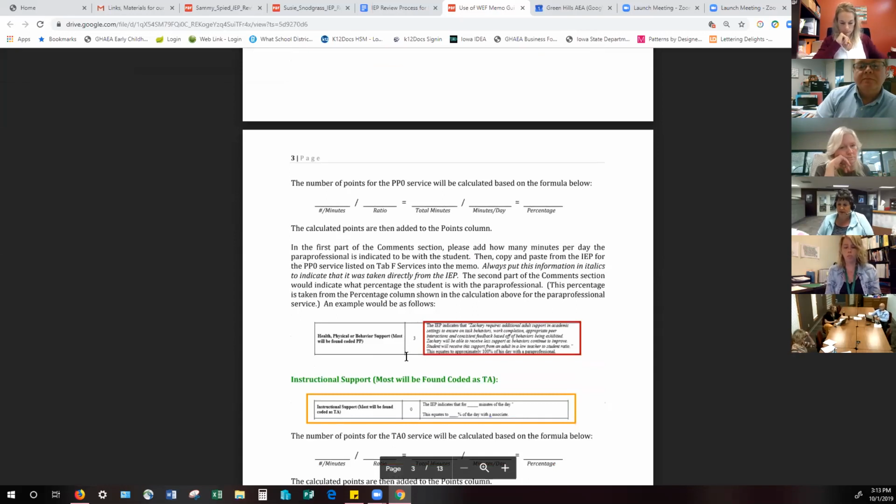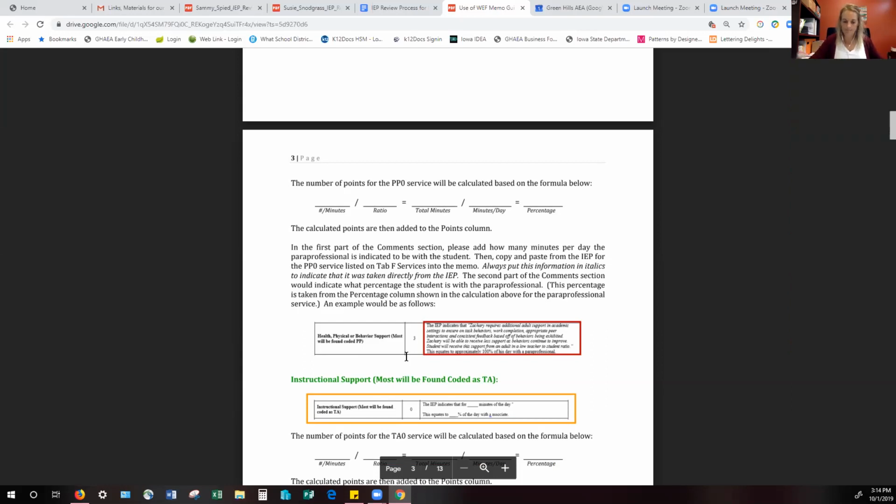One thing I want to point out is what we do. The box is already filled with "the IEP indicates that," and then in parentheses, what we're asking is anything that's copied from an IEP. So on PPO, TAO, transportation, sometimes assistive tech, support for school personnel, we're going to pull directly what's on the IEP into the shell. To do that, make sure you're italicizing it and put quotes around it. That will assist Ron and David.